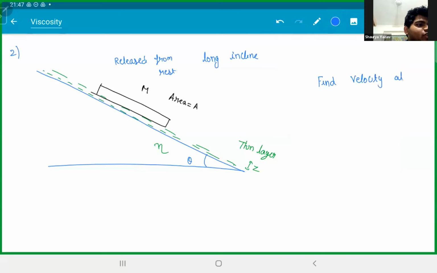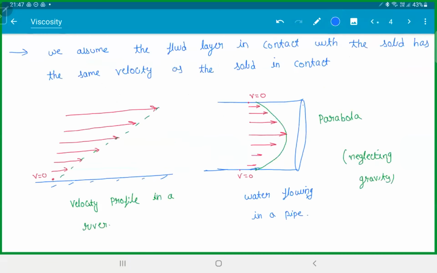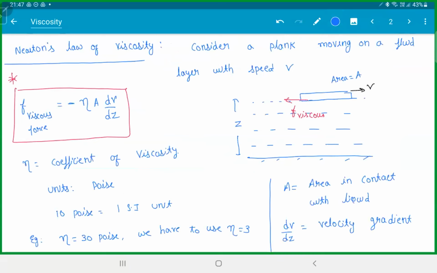Sir, show the viscosity formula once. What are you doing till now? I told you to write it down. There was a formula: eta A dV by dz.